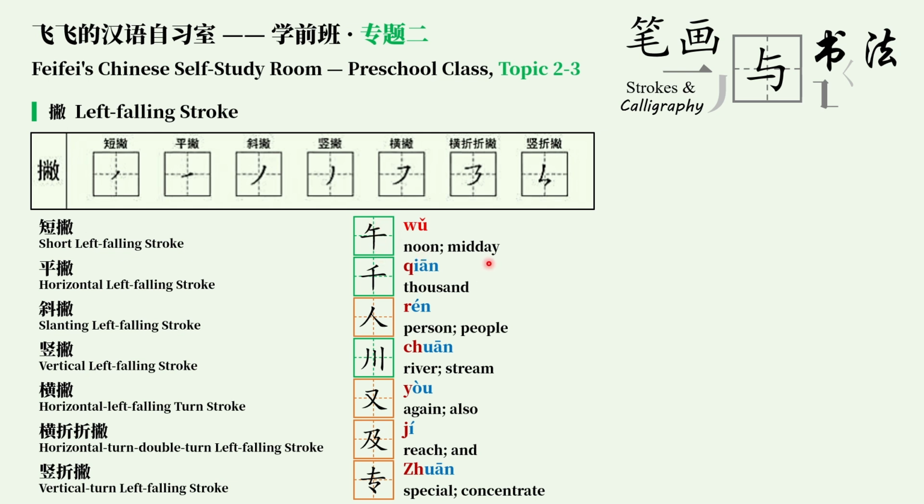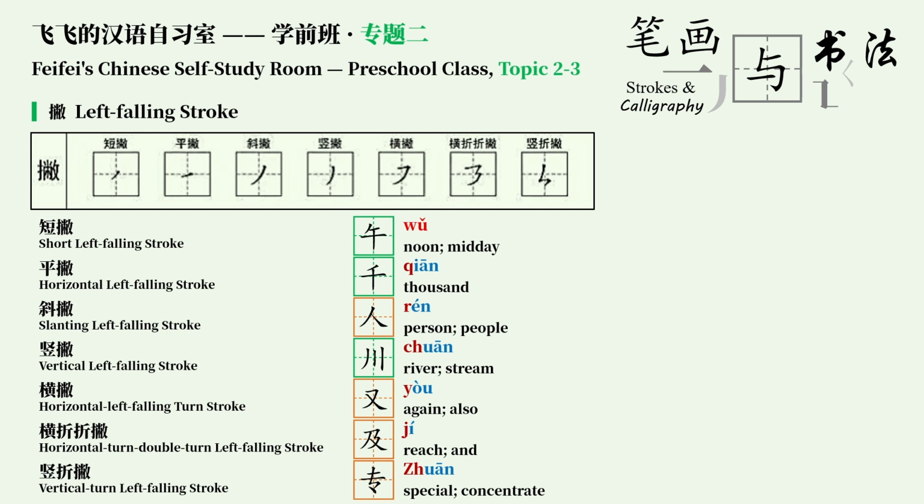meaning noon, midday. 平撇 horizontal left fallen stroke. As the name implies, this stroke is almost horizontal with a slight left fallen tilt, flatter than other left fallen strokes. When writing, keep the stroke level and short, with a steady brush movement from right to left. It is commonly used at the top of the characters to balance the upper part of the character.